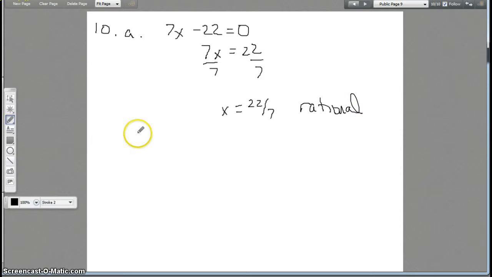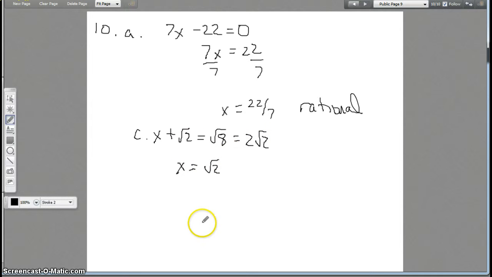Okay, let's look now at part C. Part C is x plus square root 2 equals square root 8. Well, remember, we need to simplify our square root 8. That can be simplified as 2 square root 2. So what we can do now is subtract square root 2 from both sides, and we get x equals square root 2. Because if we have 2 of the square root 2's and we take away 1 square root 2, we're going to have just 1 square root 2.